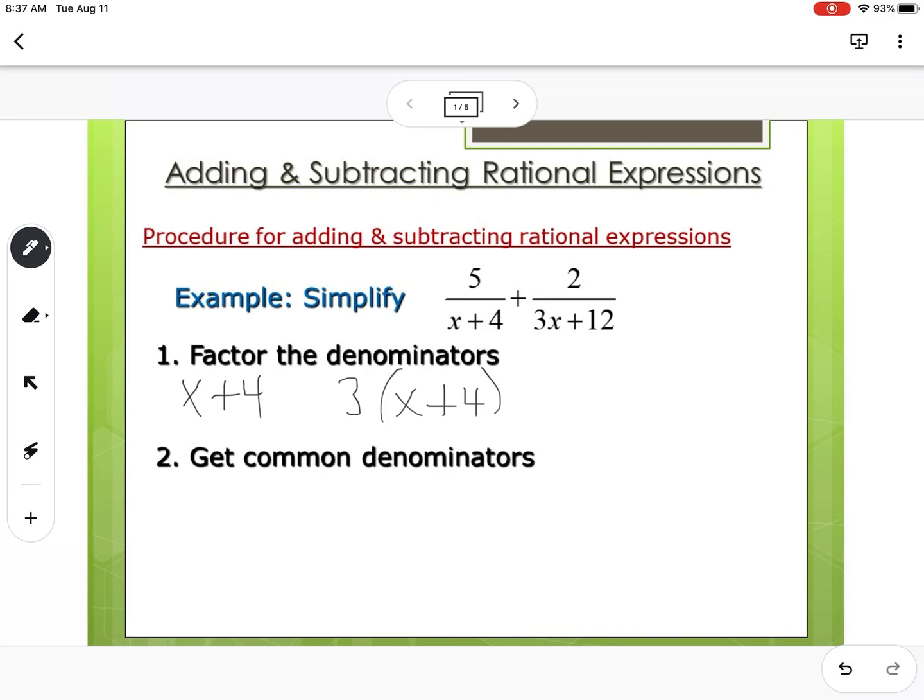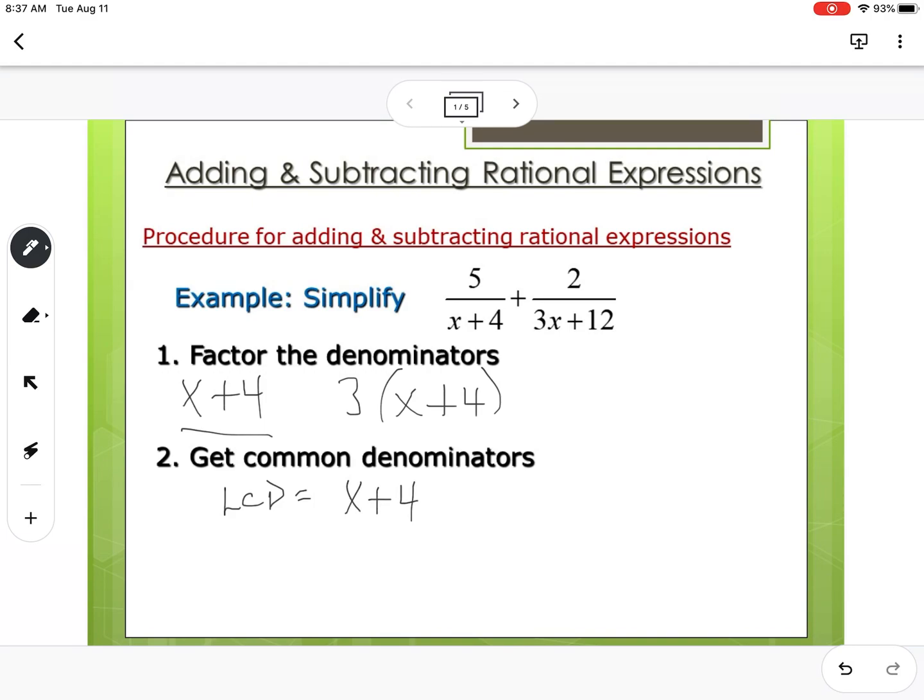All right, so I want to find an LCD. So I want to make up my LCD. So in order to do that, I'm going to bring down the whole first denominator. The whole first denominator factored is x plus 4. So I'm going to bring down an x plus 4.